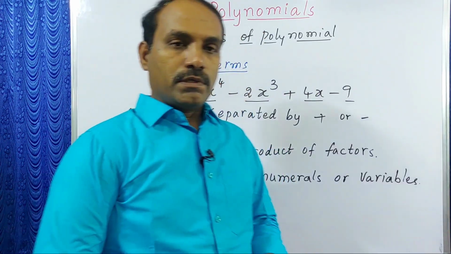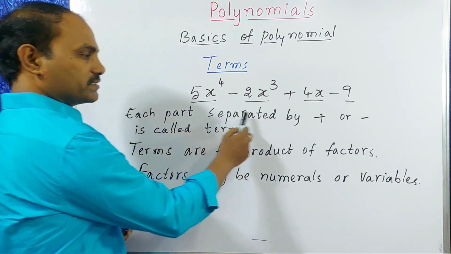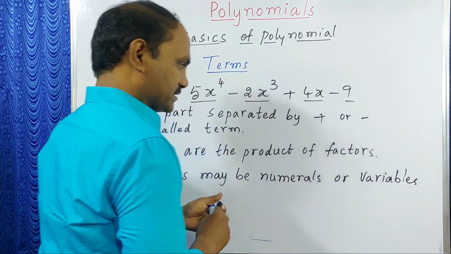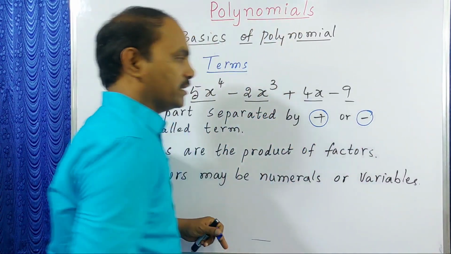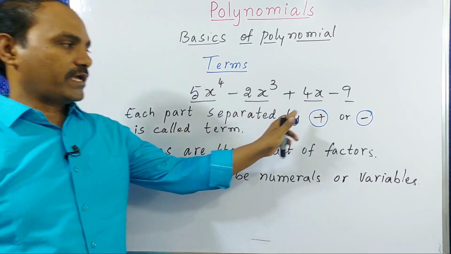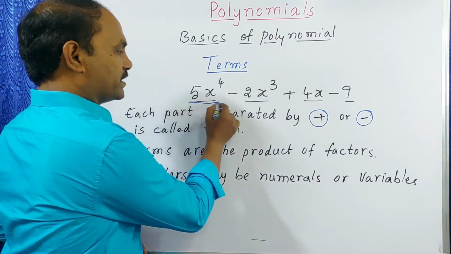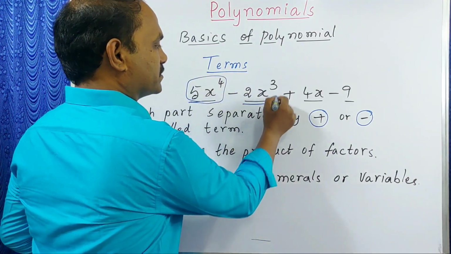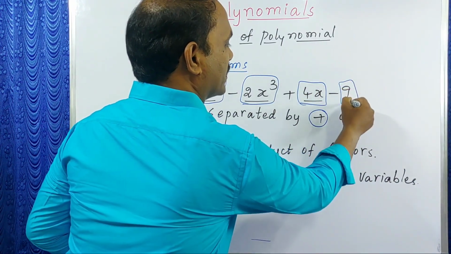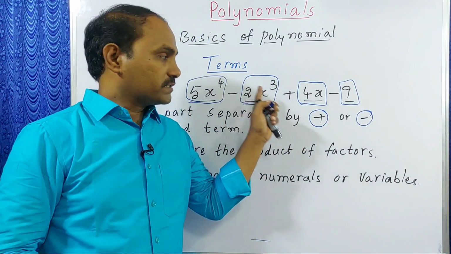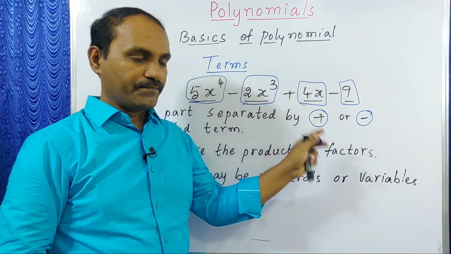Each part separated by plus or minus, meaning addition or subtraction, is called a term. Plus or minus, two basic operations only. Each part separated by plus or minus is called a term. This one is one term. Here also this one is one term. This one is one term and this one is one term. Why? Because they are separated by the plus and minus.